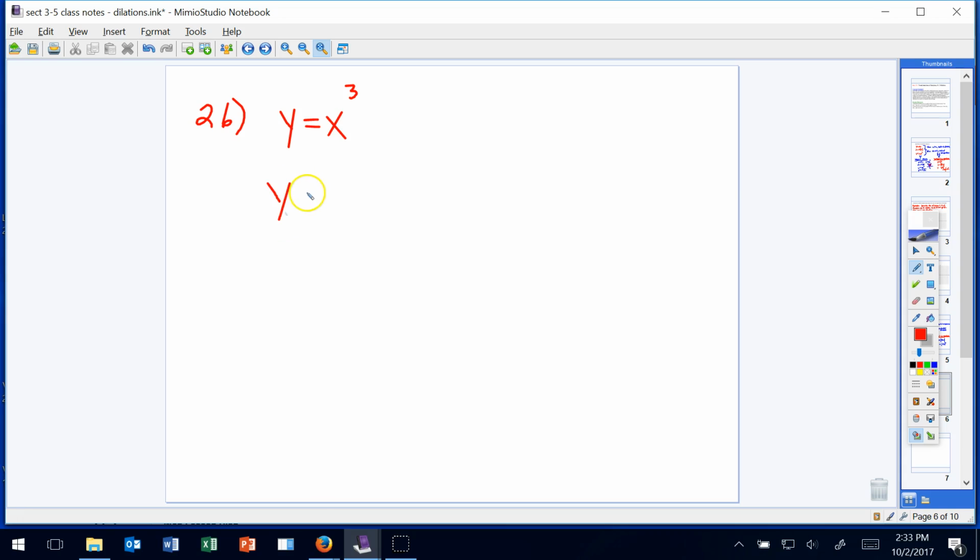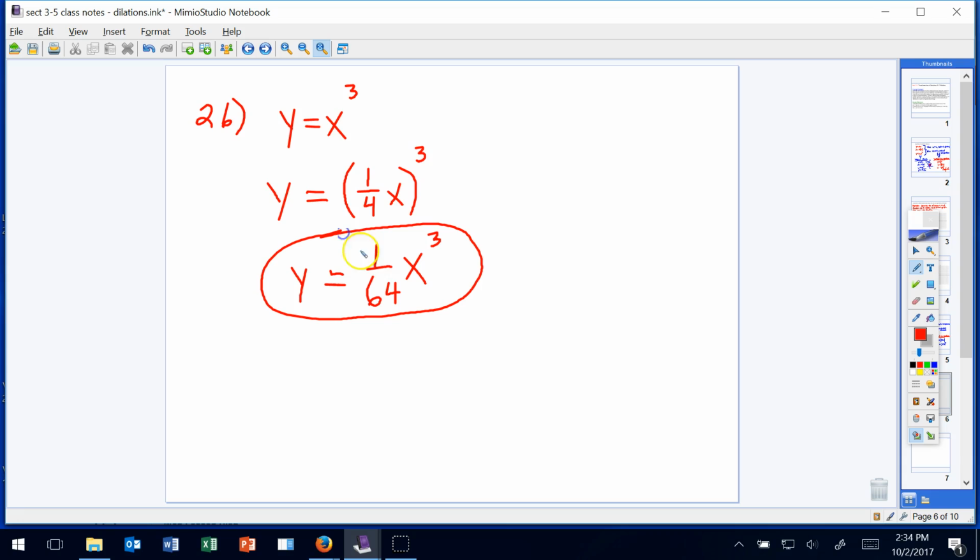Well, in other words, what we're going to have to do to accomplish horizontal stretch is use 1 over 4 x to the third. And notice for horizontal moves, whether it's stretch or compression, we move that number, that coefficient, inside the parentheses. So this would be okay. This would probably be a better way of writing it. If you raise 1/4 to the third power, you get 1 over 64, and then x to the third. So this would be your answer for number 26.